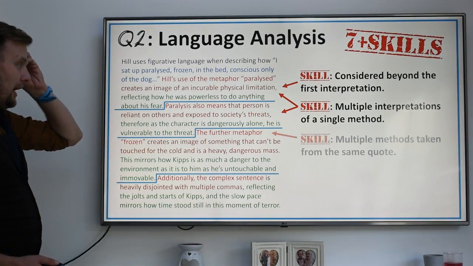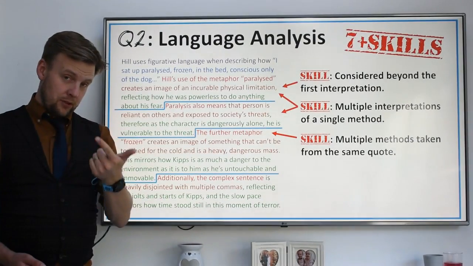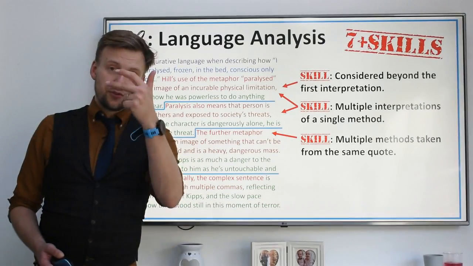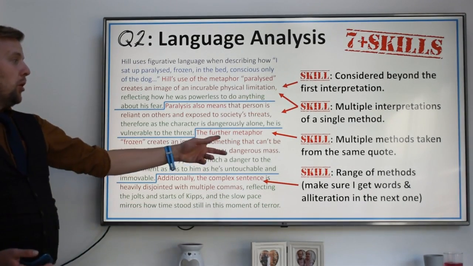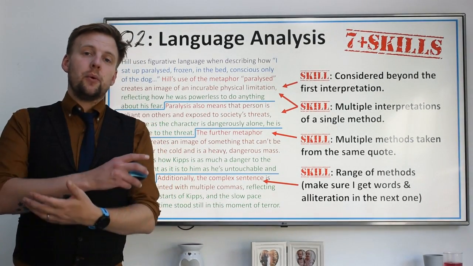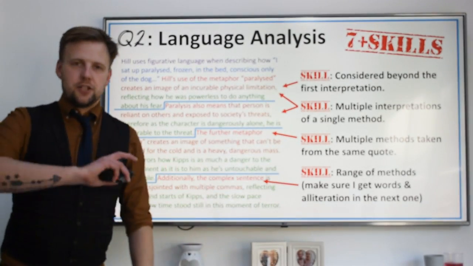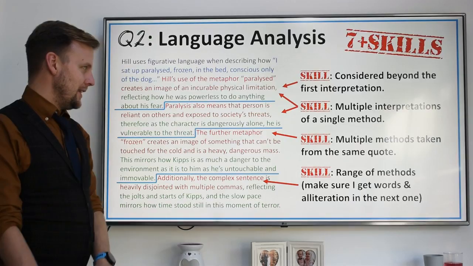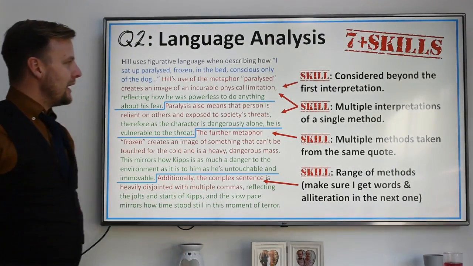Look also how I have given multiple methods from the same quote. From that one quote, I've got sentences, I've got metaphor, and I've got the other metaphor of the paralysis, and then the frozen. So I've got three different types of methods. We've also got that range of methods, multiple representatives from the same quote, but then also we are showing over the course of our answer that we can analyse a full range of methods. So here I've done figurative language and sentences. There's no prizes for guessing my next paragraph. I'm going to make sure I get some alliteration in there and make sure I get some word analysis in there.